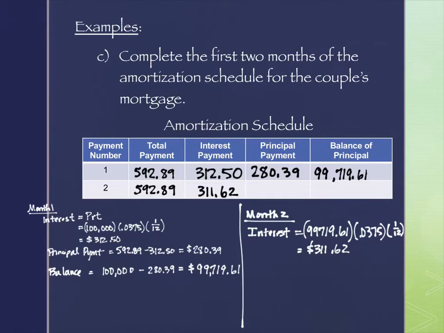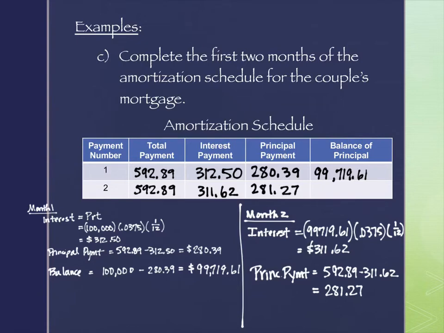So how would I go about finding my principal payment? The same regular monthly payment, $592.89, and I subtract my new interest payment that I just calculated. So my principal payment is $592.89, I didn't write that right at first, minus my $311.62. What does that give me? $281.27. So it's slightly more.